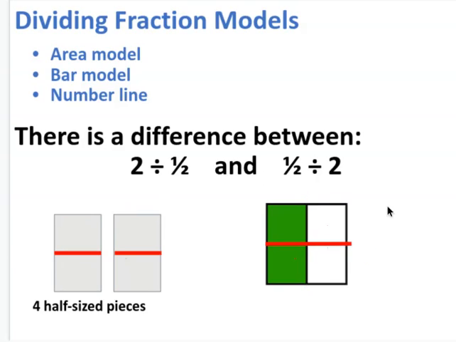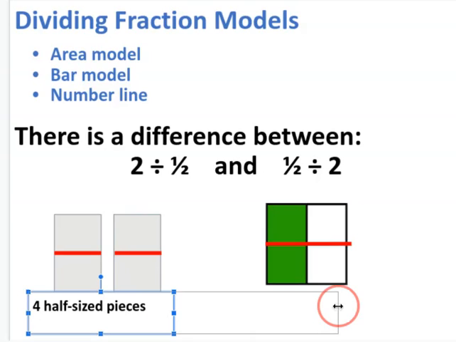And this example doesn't want to know how many pieces I have. When I have a half divided by 2, they want to know what is the value of each piece. So where this one was 4 half-size pieces, this one over here, the answer is going to actually be 1/4, because each piece has a value of 1/4.